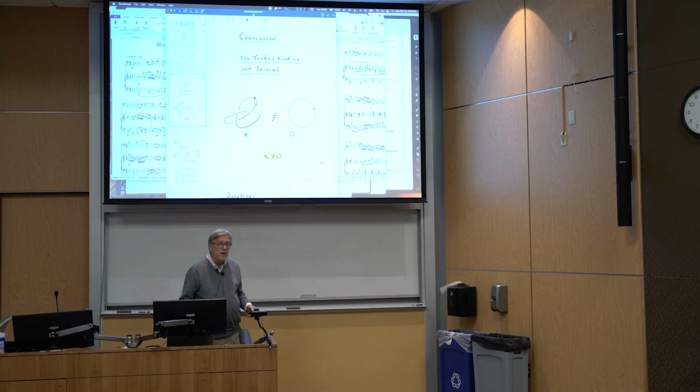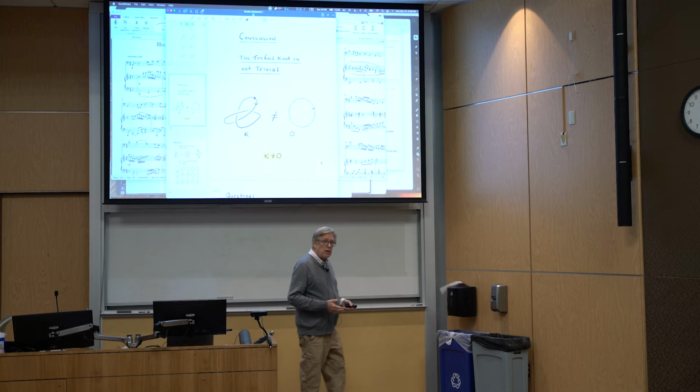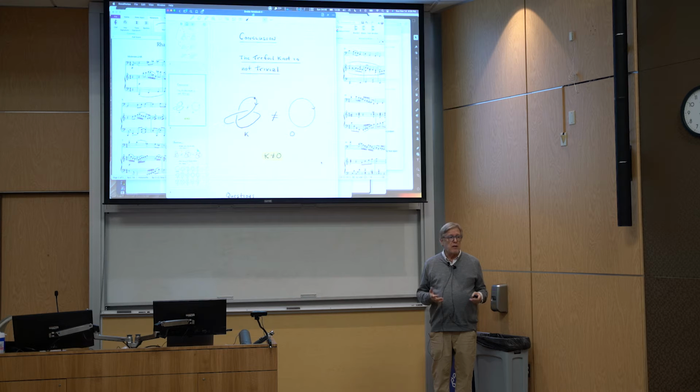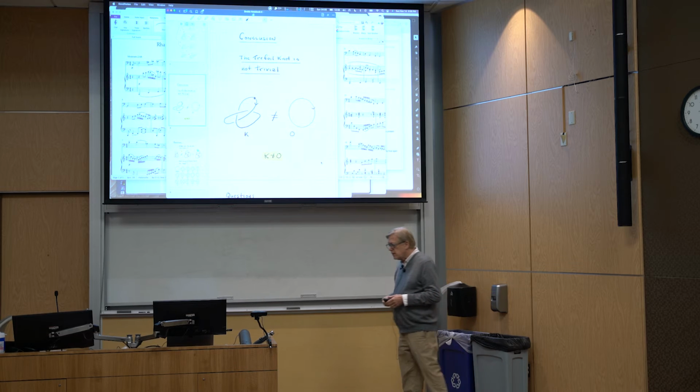So the conclusion of this is that, sure enough, what seems to be obvious to our eyes is actually mathematically correct. The trefoil knot is distinct from the unknot. There's no way of moving it around to get to the unknot.